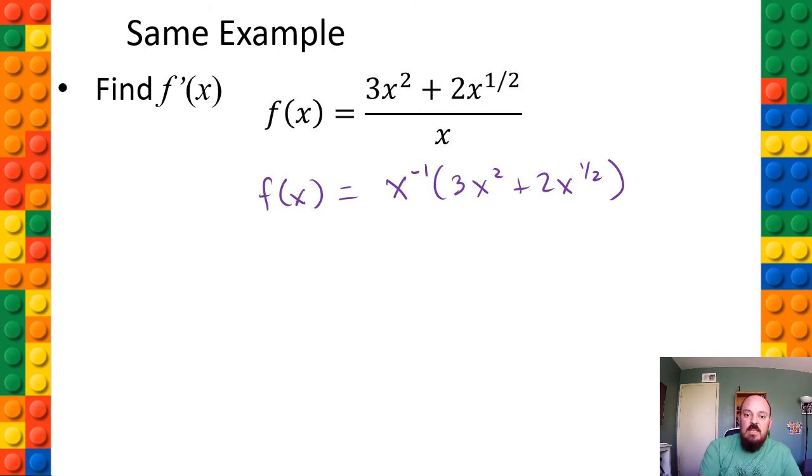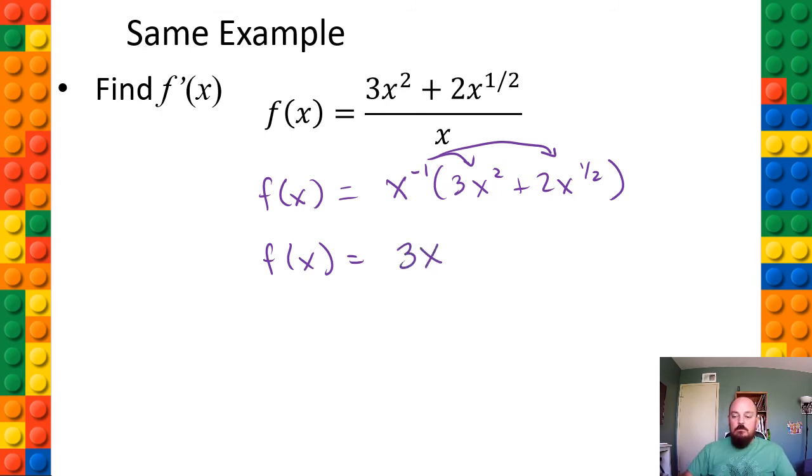Now if you distribute that x to the -1, and remember this is not the derivative yet, I'm still just cleaning up. When you multiply, you're adding the exponents. So I get 3x to the first power, that would be 2 plus -1 is 1. Plus, and then I get 2x to the -1/2 power, and again, just by adding exponents. -1 plus 1/2 is -1/2.